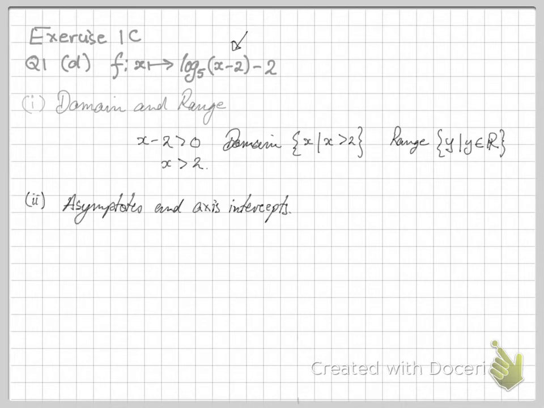Okay, asymptotes and axis intercepts. Well, the vertical asymptote will be where x minus 2 is equal to 0, so that gives us a vertical asymptote at x equals 2.